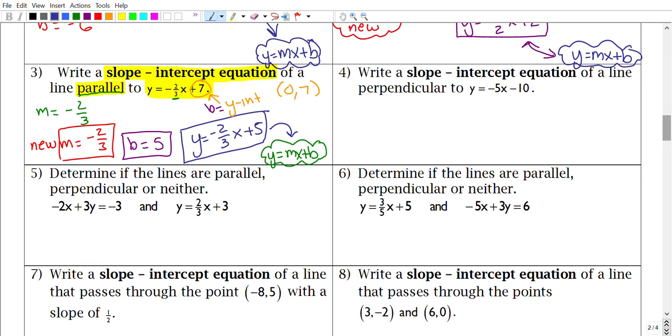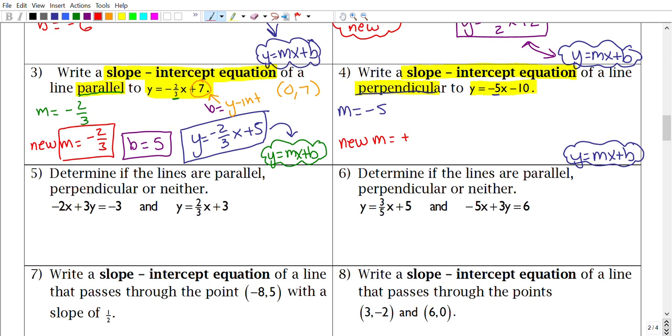Okay, let's go ahead and try out number 4. Let's write a slope-intercept equation. Okay, so slope-intercept equation. I know that's in y equals mx plus b form of a line that is perpendicular to y equals negative 5x minus 10. So perpendicular, I know it has to be opposite and reciprocal. But what is the original slope I have? It's negative 5, meaning my new slope has to be an opposite reciprocal slope. Well, let's think about that. First off, we know that the original one was negative, so the new one has to be a positive.